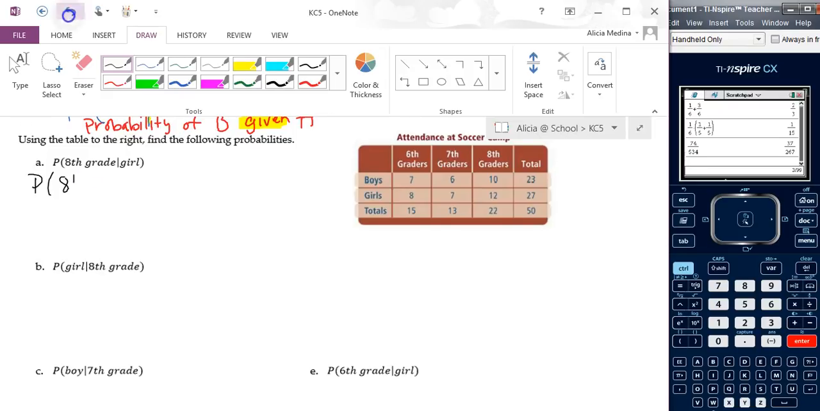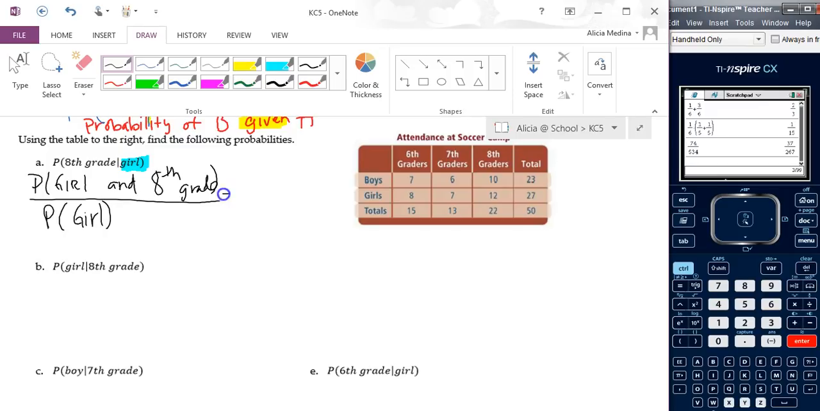I'm going to write girl first just to keep it in order. So the probability of girl and being in 8th grade, divided by the probability of that second event. Remember, that was girl. So we are dividing by the probability of just selecting a girl.